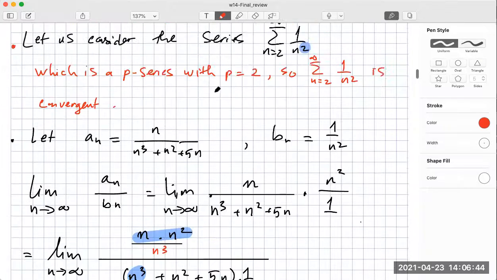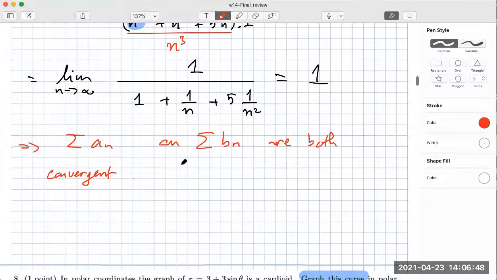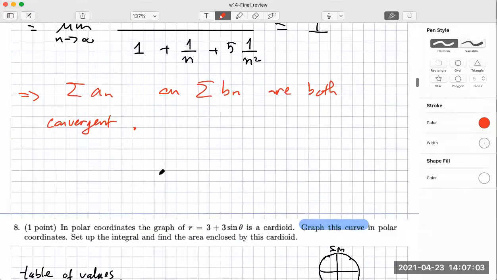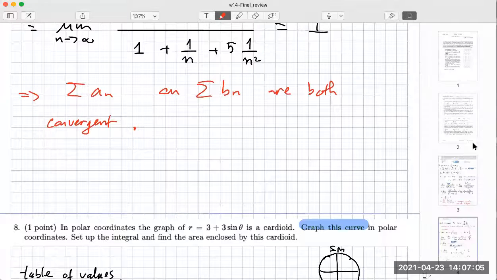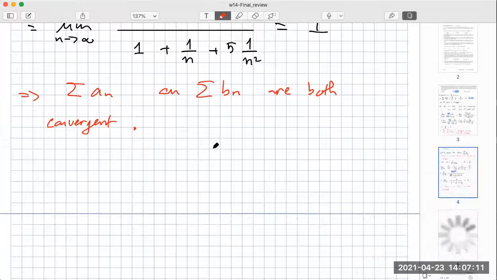Since we know that the series b_n is convergent, then we have this conclusion. Now, is it clear why we choose this series b_n? That is the reason. Now let us make up an example to apply what we have just studied.